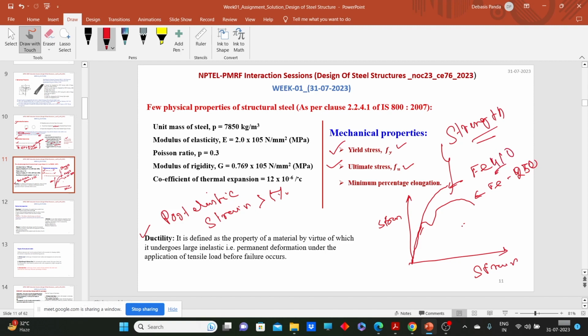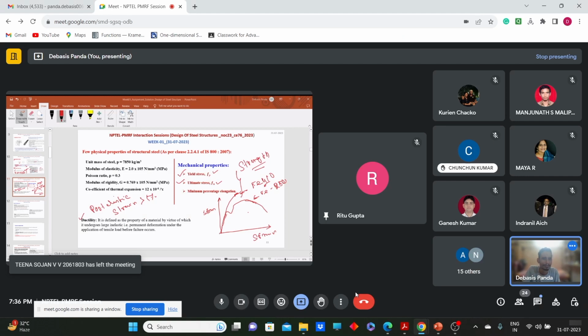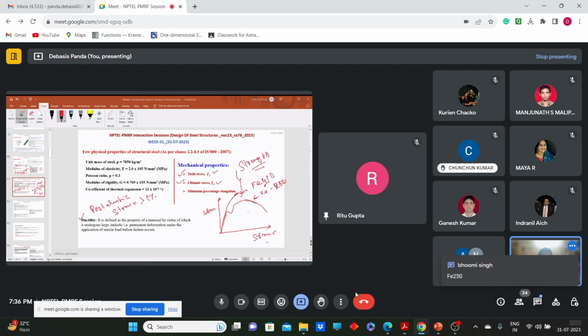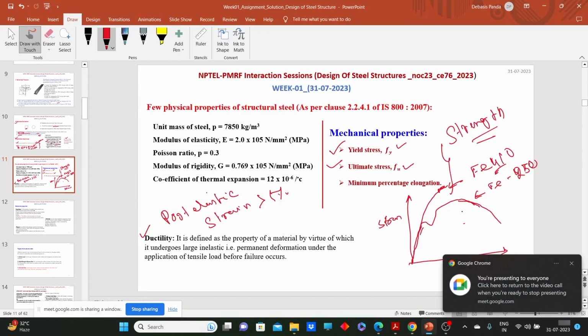So now tell me, between these two, which one is more ductile? It will fail somewhere here, and it will go up to this cracking. So tell me, which one will be more ductile? Yes, Fe250, because we have more post elastic strain in the case of the mild steel section. Here we have seen that Fe410 has failed here.